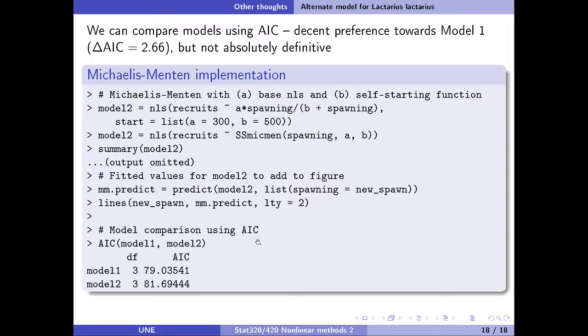And we see that in the AIC, that there is some preference for model 1 over model 2. Delta AIC is 2.66, or if you were calculating AIC weights, you'd say about 93% of the weight is in favor of model 1, 7% in favor of model 2. So not really a definitive result, but a definite preference towards the Ricker curve over the Michaelis-Menten model for this particular data set. Okay, that's all I want to say about nonlinear regression.